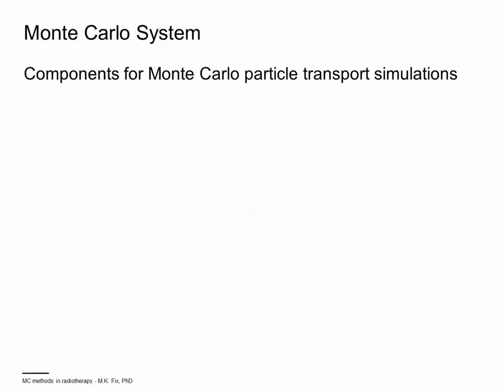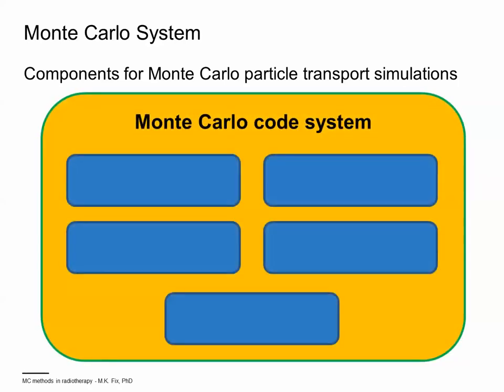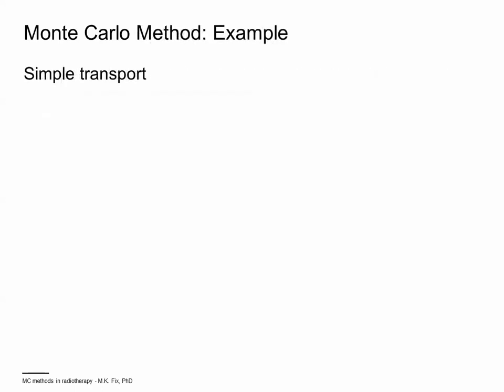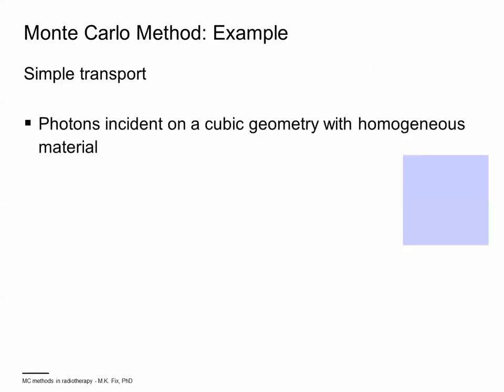The next part determines the components needed for a Monte Carlo code system. The first one we already know, which is the random number generator. The other components are elaborated using an example of a very simple radiation transport. So we start with photons incident on a cubic geometry with a homogeneous material as shown here.